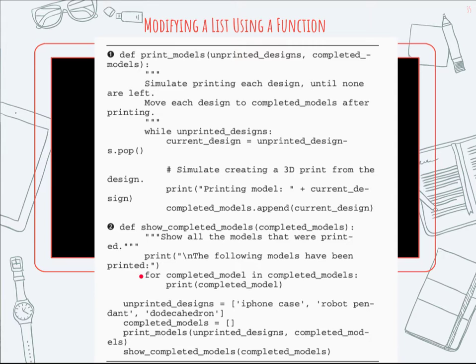So with all of that defined at the beginning of our code, as we're running through our program, all we have to do is have our list of unprinted designs and our list of completed models, which is empty at the beginning, but eventually it could have some things in it, and call print models, passing both lists, and then call show completed models after that first function, and it will have all the completed models in that list.